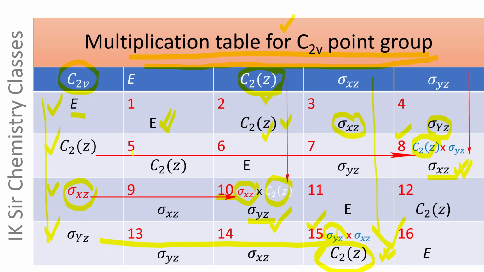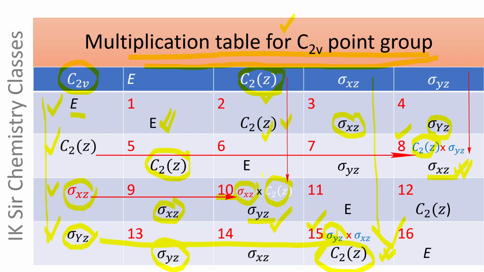Similarly, position number 5, C2Z multiplied by E is equal to C2Z. Sigma xz multiplied by E is equal to sigma xz, and sigma yz multiplied by E is equal to sigma yz.